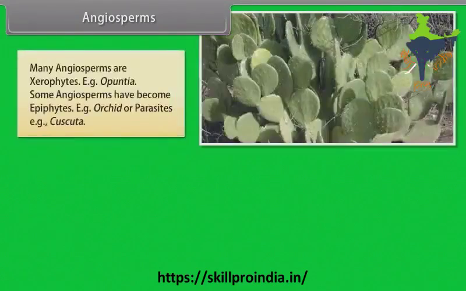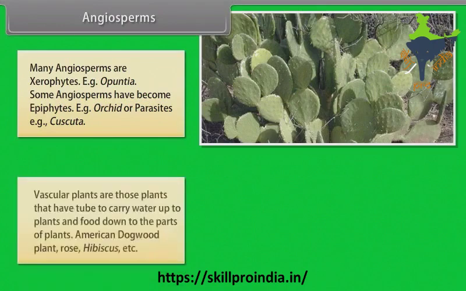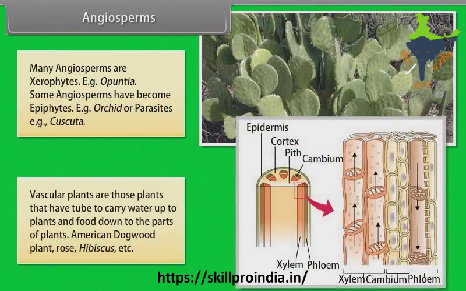Many angiosperms are xerophytes, for example Opuntia. Some angiosperms have become epiphytes, for example orchid, or parasites, for example Cuscuta. Vascular plants are those plants that have tubes to carry water up to the plants and food down to the parts of plants, such as the American dogwood plant, rose, hibiscus, etc.